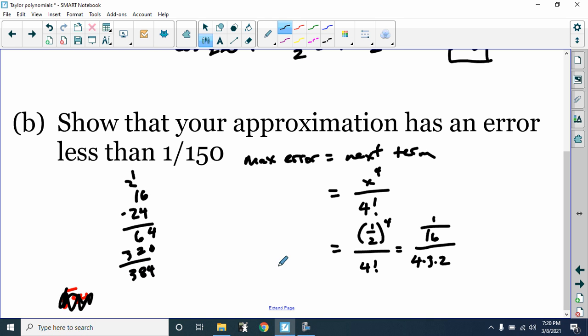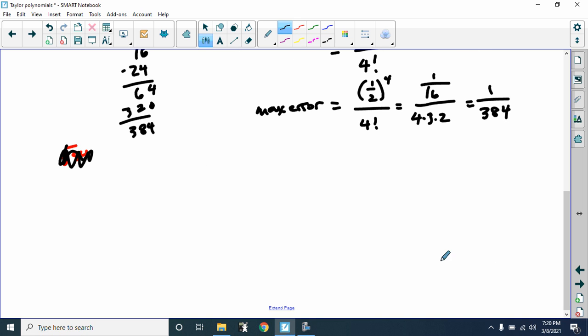Is 384. So the maximum my error could possibly be is 1 over 384. 1 over 384 is the max error, which is indeed less than 1 over 150 because it has a bigger denominator.